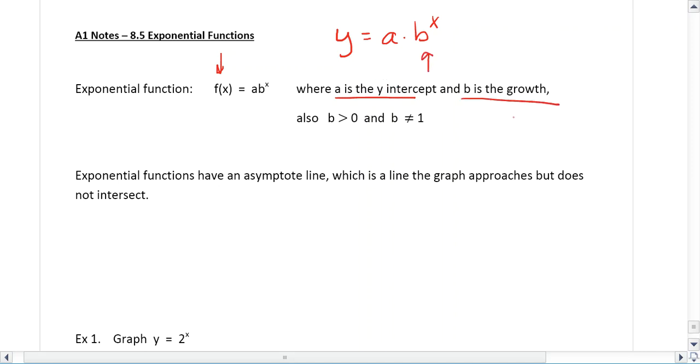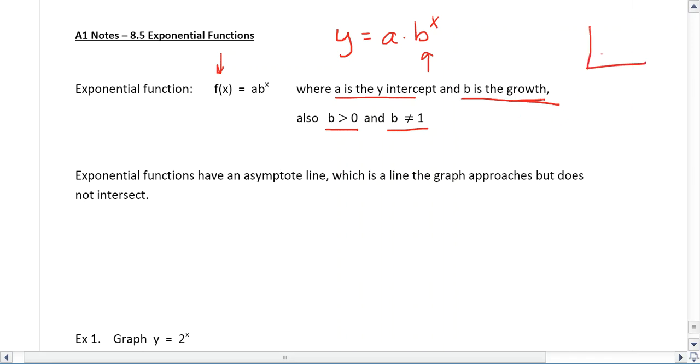Now this word growth, we'll have to really discuss it in class because exponential functions can be increasing or decreasing. So b, the growth, is always positive, and it's not equal to 1 because if it were equal to 1, it wouldn't be increasing or decreasing and it wouldn't be exponential. So we'll have to discuss growth, how if it's positive all the time, well then how can the graph be going down? So it's a question I want you to think about.